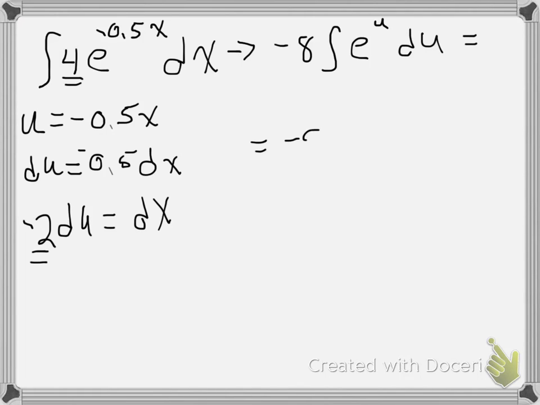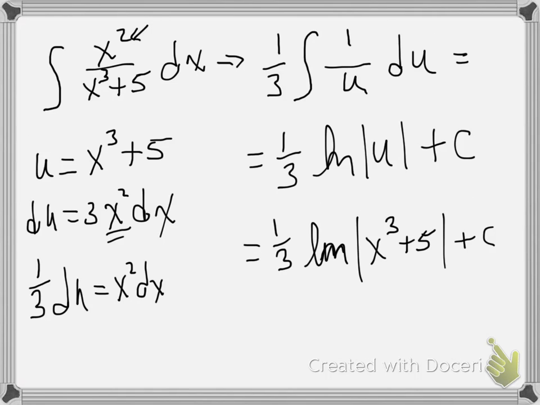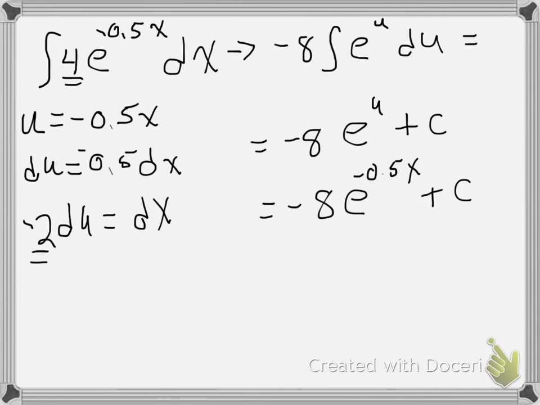Well, that becomes negative 8 e to the u plus c, which is negative 8 e to the negative 0.5 x plus c. Did I let my integral go blind? Nope, I didn't. Negative 8 e to the negative 0.5 x plus c. Alright, let's take a look at another one.